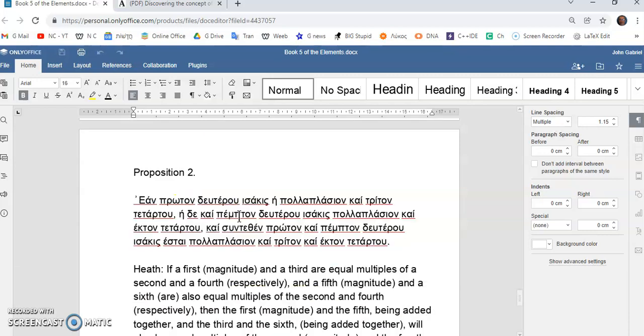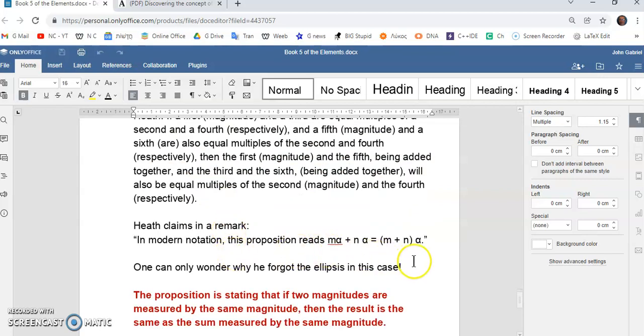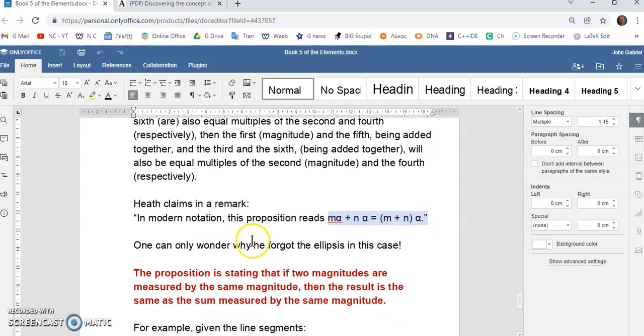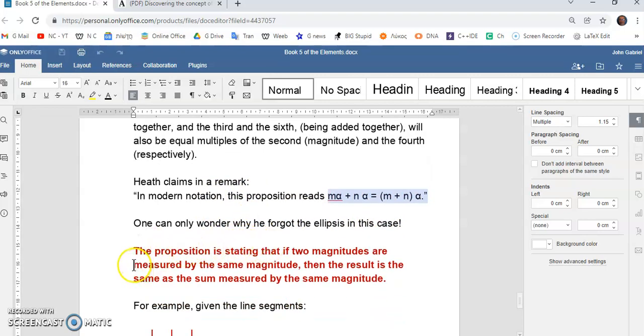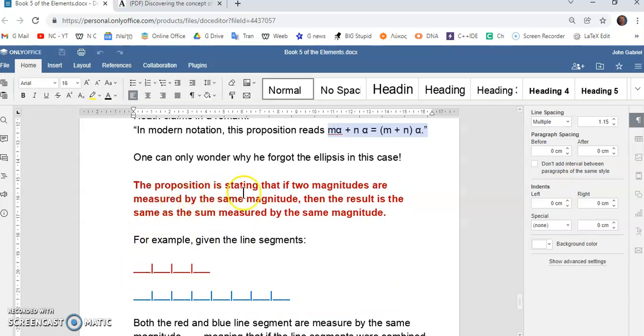Now, proposition 2 is a slightly different case, which Heath thinks says this, but this is the algebraic identity, which at this stage doesn't mean anything to us. So let's see what the proposition actually says. It's stating that if 2 magnitudes are measured by the same magnitude, in other words, by A, if both of these magnitudes are measured by one common magnitude, then the result is the same as the entire sum or combination measured by the same magnitude.